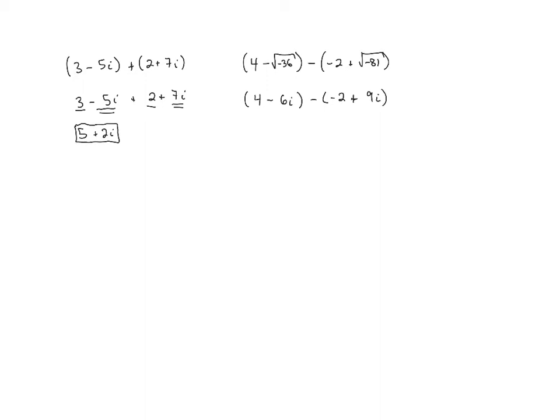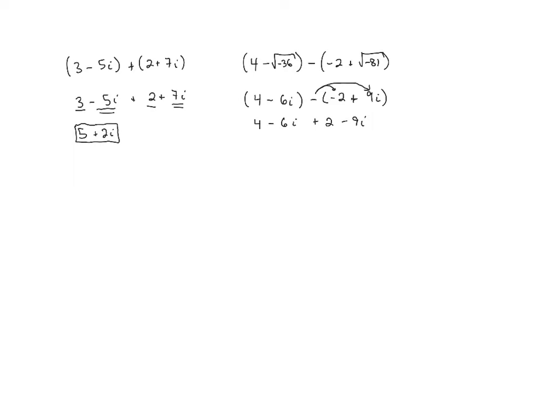So rewriting these numbers as complex numbers in the standard form, a plus bi, this becomes (4 - 6i) - (-2 + 9i). Now here, we can't just remove the parentheses because there's this subtraction that needs to be distributed to each of the terms in the second complex number. So we can get rid of the first parentheses, 4 minus 6i, but to get rid of the second, we're going to have to distribute that subtraction. So when we subtract negative 2, that's the same as adding 2. And then when we subtract 9i, that's going to be minus 9i.